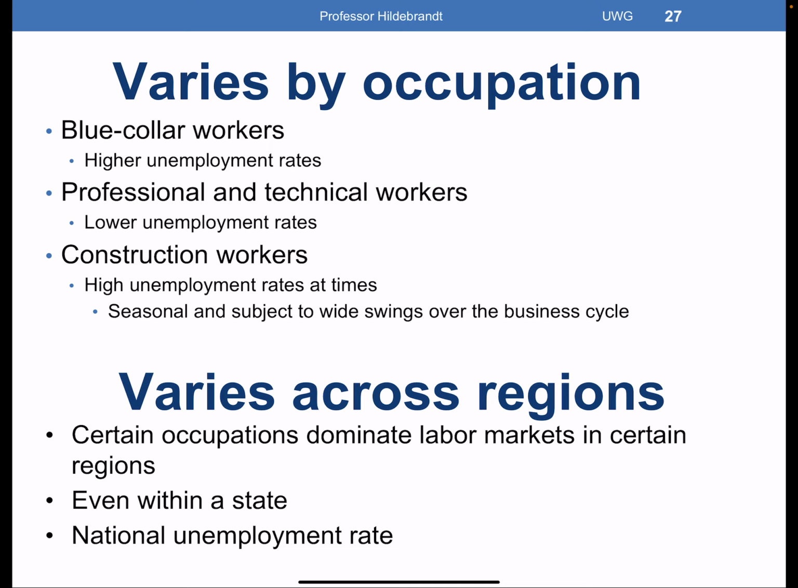Unemployment also varies by occupation. So I mentioned this a little bit already. Blue-collar workers tend to see higher unemployment rates compared to professional and technical workers with lower rates. And then again, construction workers, high swings, right? So seasonal and subject to really wide swings over a business cycle. Right now, our housing market is booming again. New construction is popping up everywhere for businesses, for residences. And so right now, those people are doing really well, making a lot of money. But should we hit a recession, should our housing market have issues again, a lot of them will find themselves unemployed.